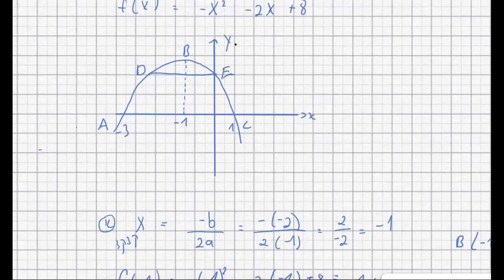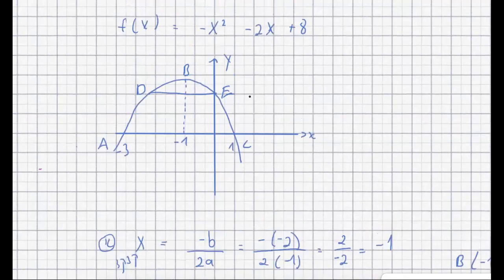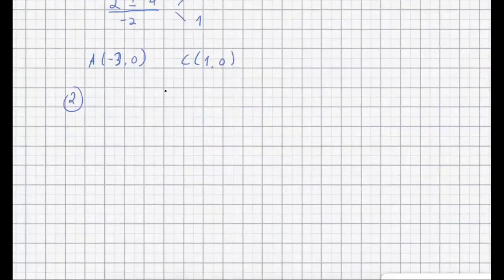So you put it again back into that mishpah. What do you put? 0 in the x's. Yeah. So if you put 0, you get 8. So E is 0, 8. So f of 0 is actually 0 plus 0 plus 8. 8. So E is 0, 8. All right? Mm-hmm.